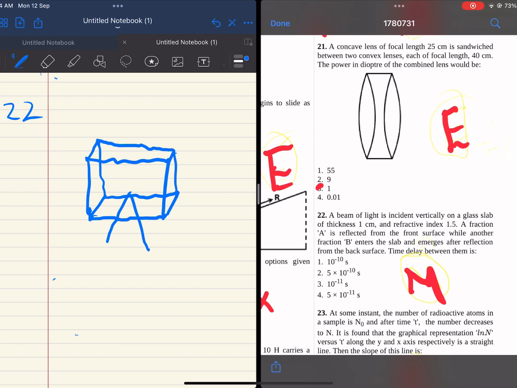So this is the glass slab. I am drawing it in 3D. This is the thickness of the glass slab. Let's say light was incident. This is a beam of light, so they are incident at different angles.